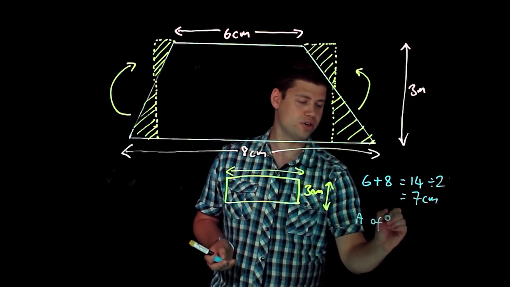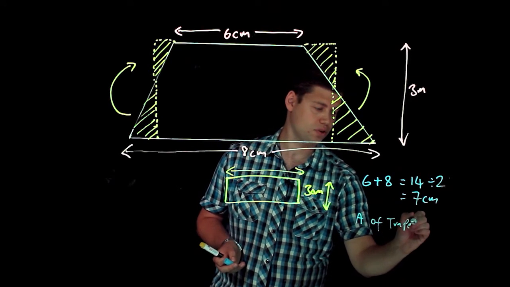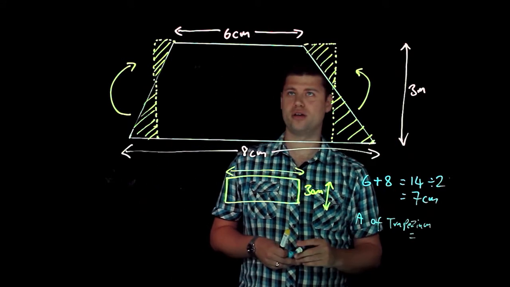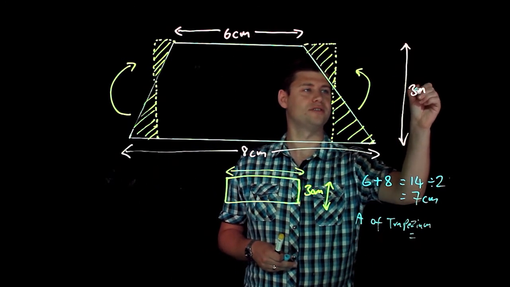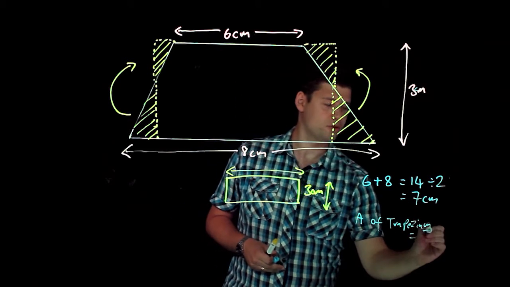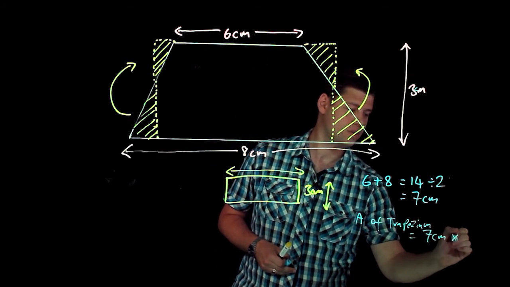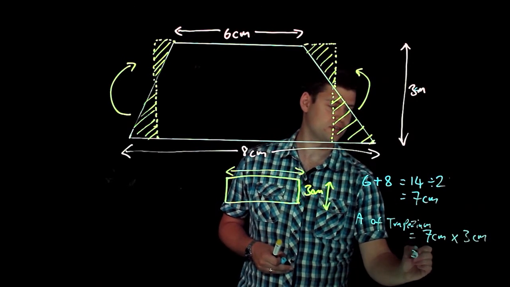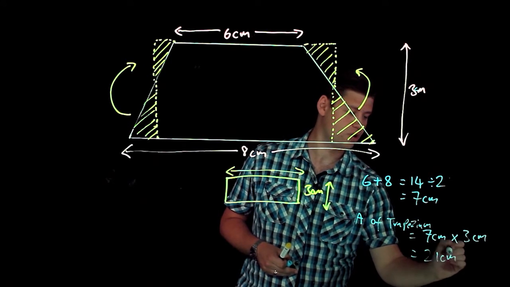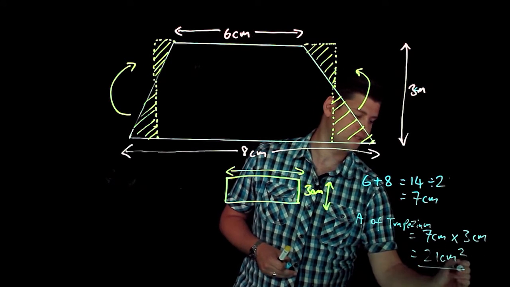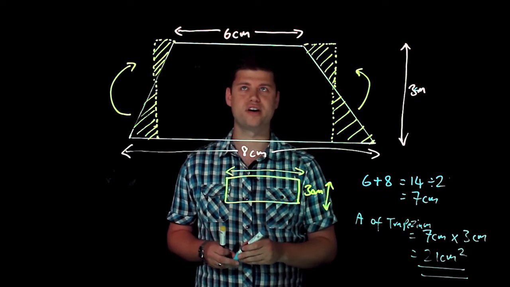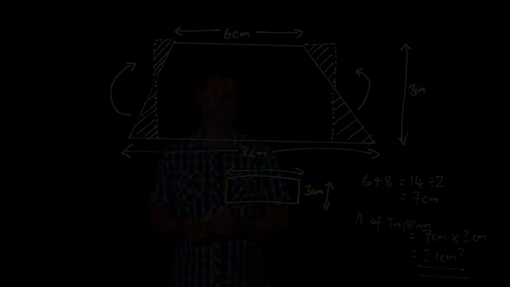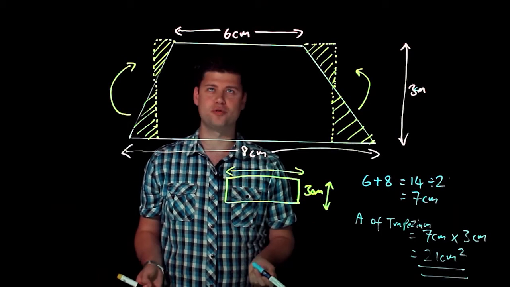The area of the trapezium will simply be, that should say centimeters, it'll be 7 centimeters multiplied by 3 centimeters, giving me a total area of 21 centimeters squared. So that is how you find the area of a trapezium. So we've got our answer for the area of a trapezium.